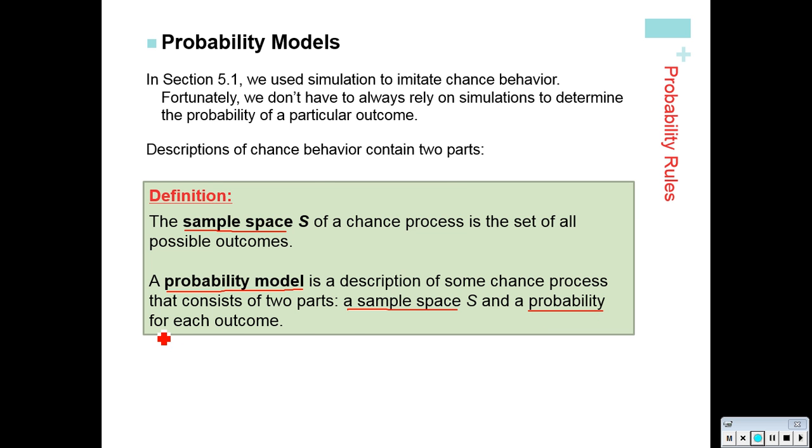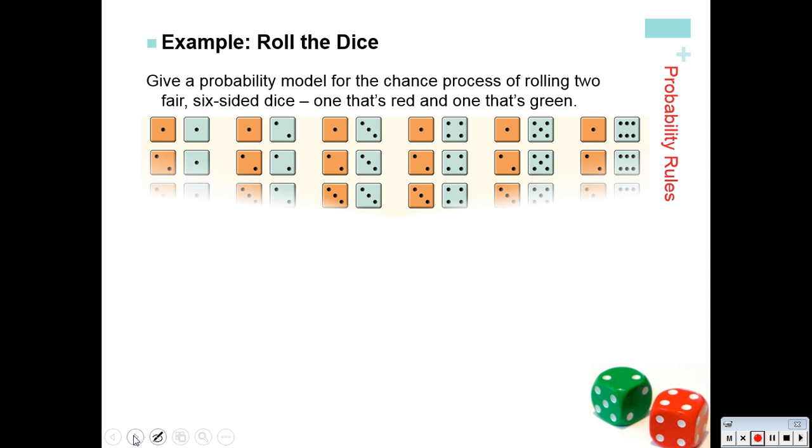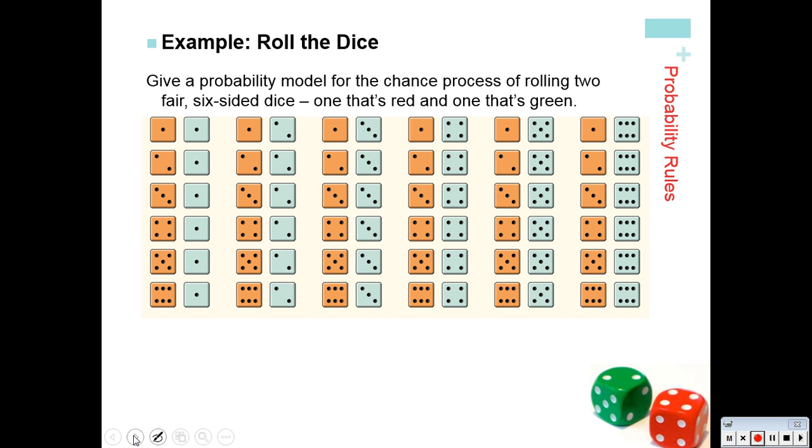So if you're asked to find what a probability model is, what you first want to do is list all the possible outcomes of a chance process, and then for each of the outcomes you want to list what each of the individual probabilities would be for that. So just an example here, and it says give a probability model for the chance process of rolling two six-sided dice, one that's red and one that's green.